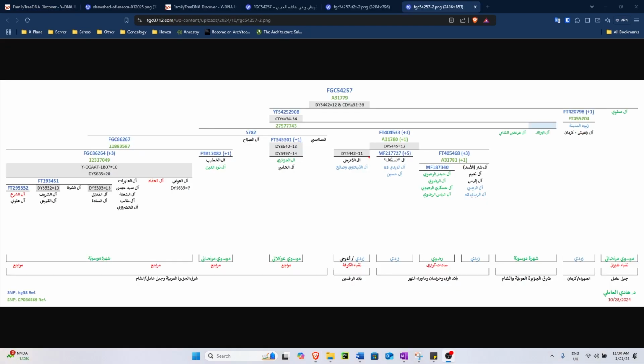On this chart made by Dr. Hadi, we can see the structure clearly of FGC 54257, and we can first identify the Hussein Dil Dam'a SNP, which is YFS 4252908, and here the SNP belonging to Isa Mu'taman al-Ashbal, which is FT 420798. And finally there's one family, al-Atawi, who likely descend from Muhammad ibn Zayd, but only they descend, so we have not discovered the SNP of Muhammad.